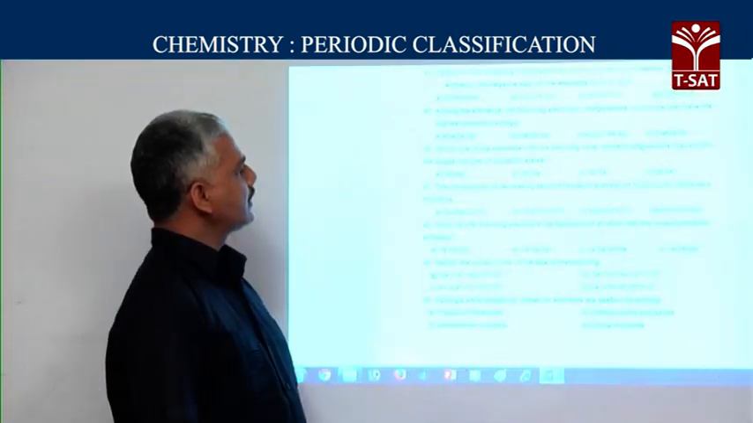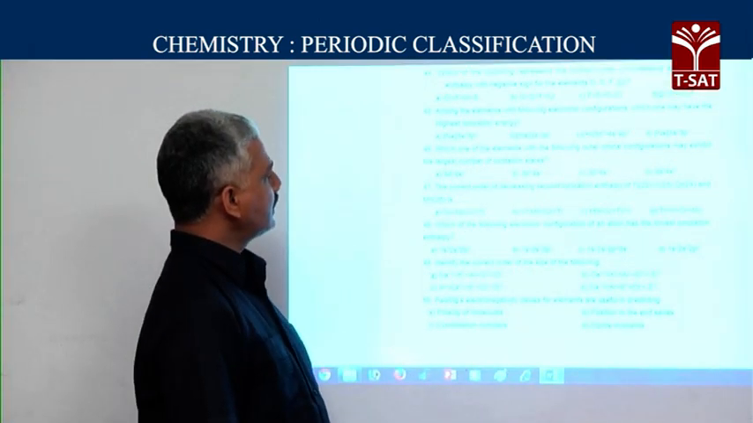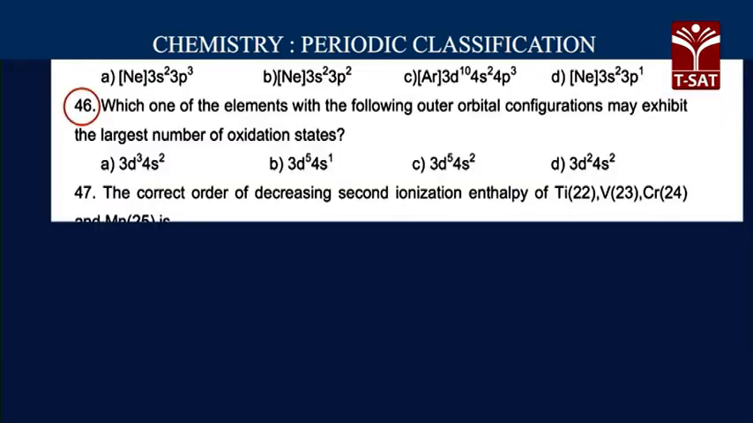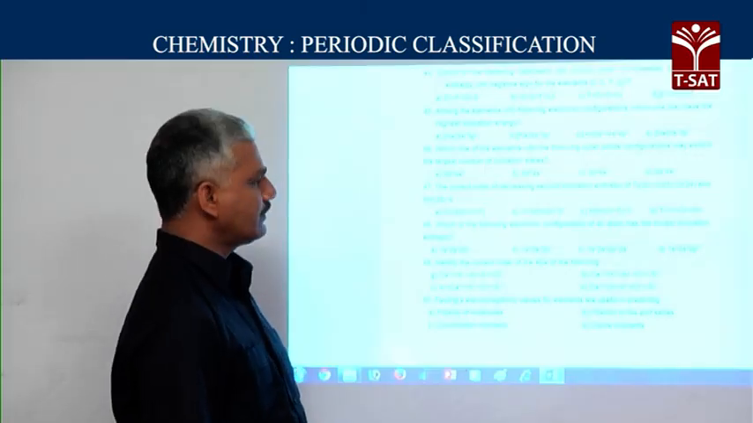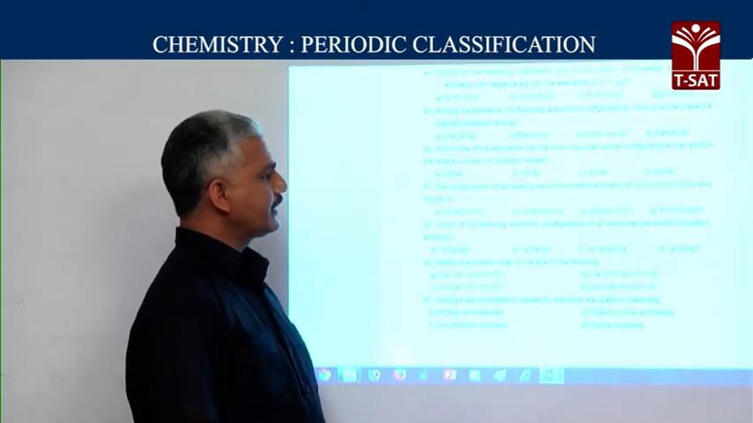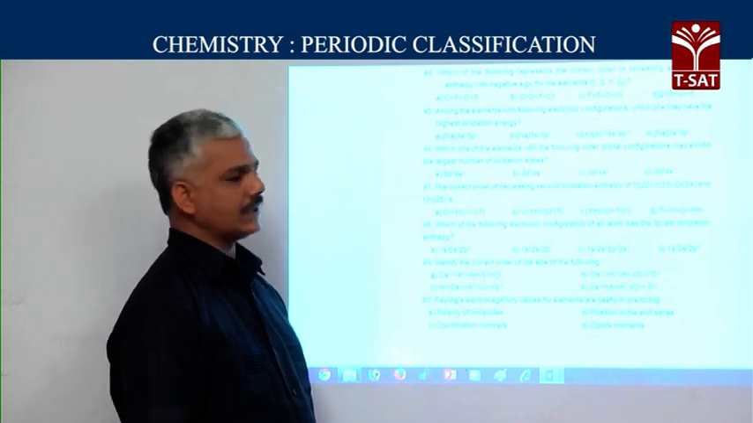Next question, which one of the following elements with outer orbital configurations may exhibit the largest number of oxidation states? Given options are A. 3d3 4s2, B. 3d5 4s1, C. 3d5 4s2, D. 3d2 4s2.